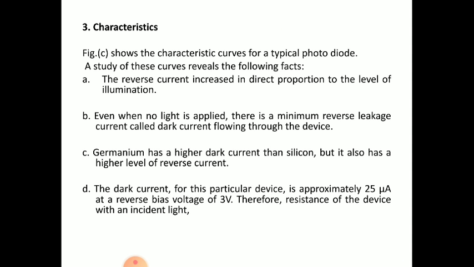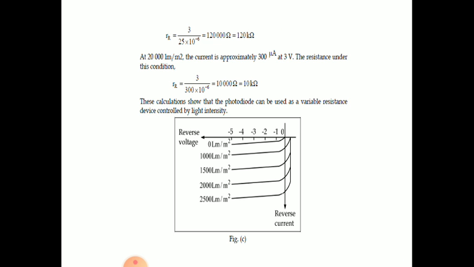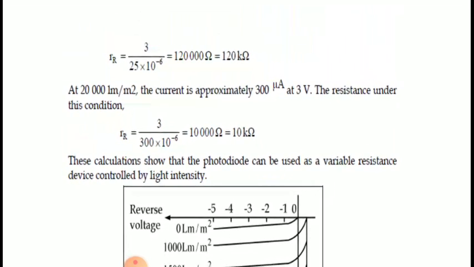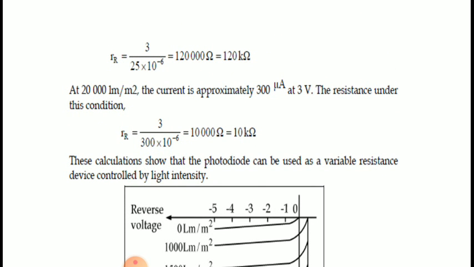Therefore, the resistance of the device without incident light: R reverse is equal to voltage by current. V is equal to IR, so R is equal to V by I, right? Voltage 3 by reverse current 25 into 10 power minus 6. So we have a final value of 120 kilo ohm reverse resistance.